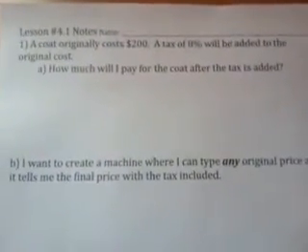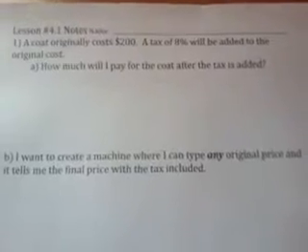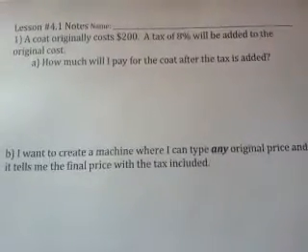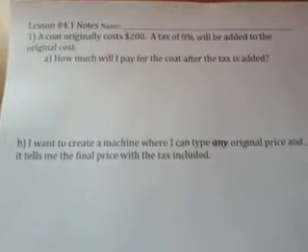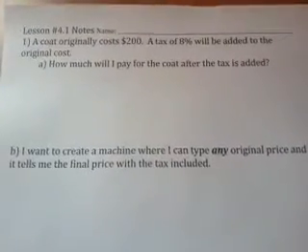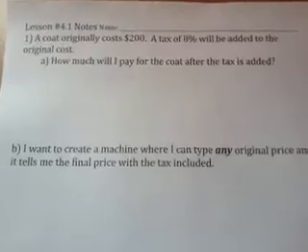Welcome to Lesson 4. In all seriousness, this lesson is very challenging, so please take your time. So this is the handout that I gave you in class. So let's read the problem. It says Lesson 4.1. A coat originally cost $200. A tax of 8% will be added to the original cost. How much will I pay for the coat after the tax is added?